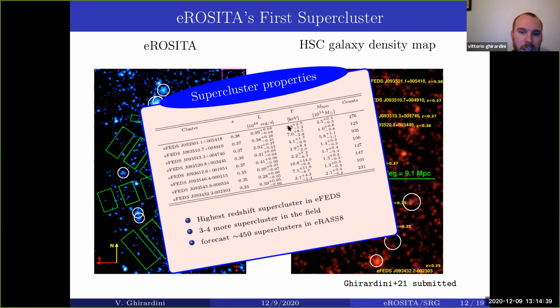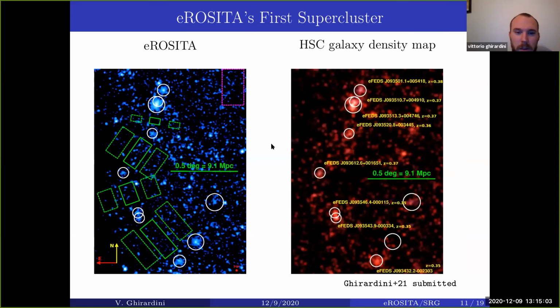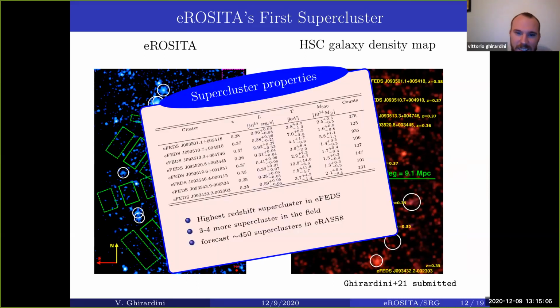And I also want to point out that this is not the only supercluster that we detect in the IFEDS field. In fact, we detect about 3 to 4 more superclusters in this field. However, this is the one at the highest redshift. The third one here is one of the brightest clusters in the IFEDS field. And in this work, we also did some simulations and forecasts for eRASS:8, so the final eROSITA survey. And we predict to detect about 450 superclusters in the final survey.